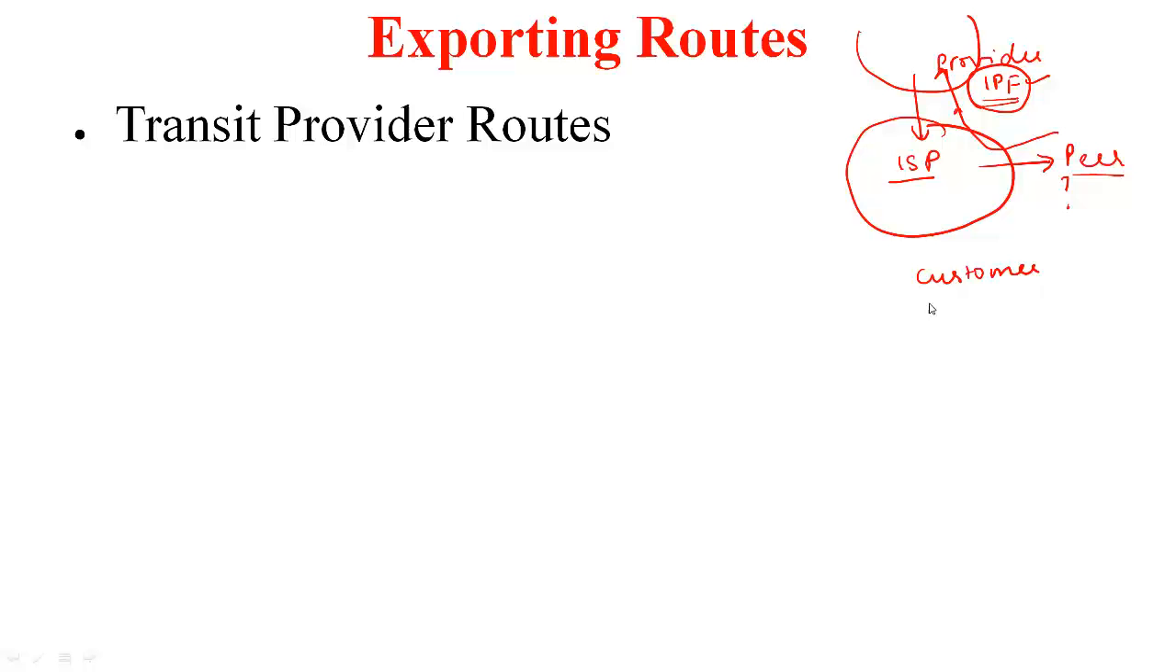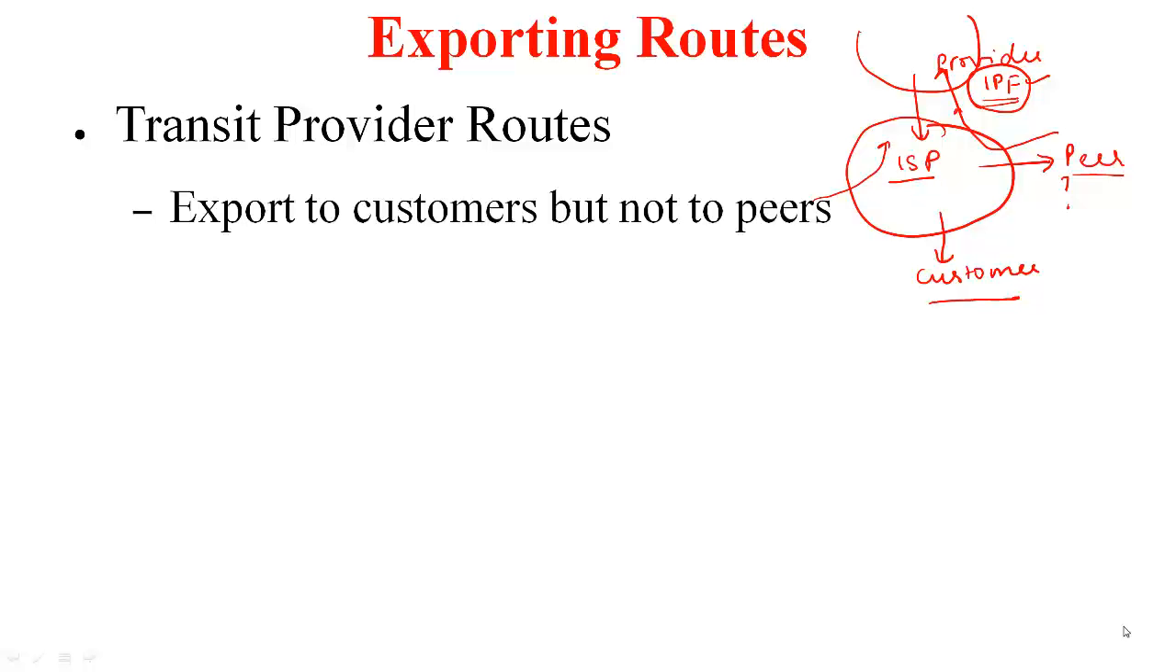Now what about, should you expose them to your customers? Yes, you should expose them to the customers because you are providing the service to your customers. So the customer should know how to reach this other information. So they will go via you. That is why they are paying you the money for it. So the transit provider routes are exported to the customers but not to the peers.